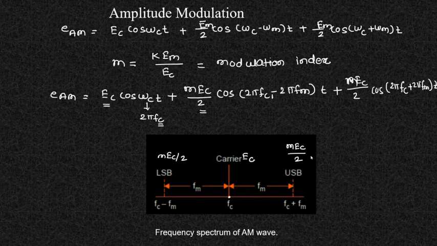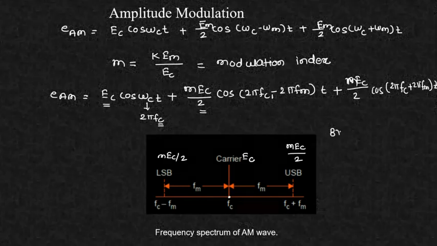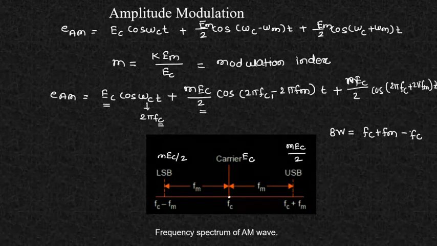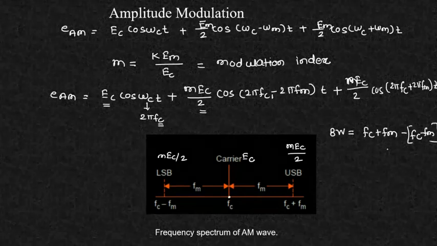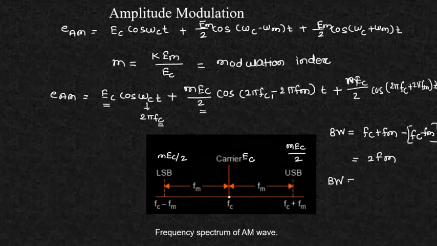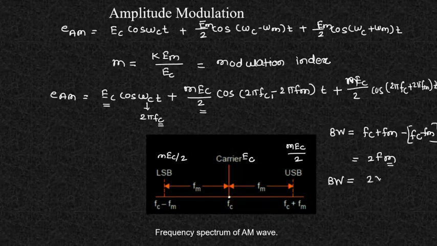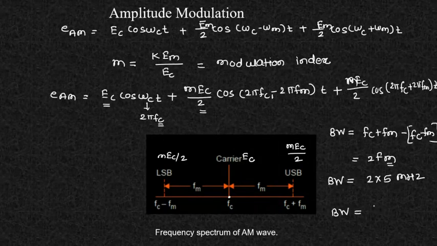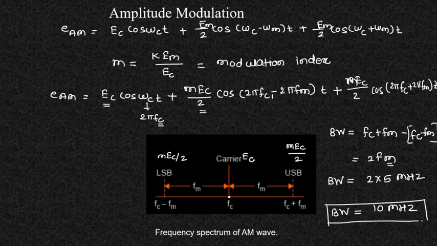So if I want to see what is the bandwidth of this particular amplitude modulated waveform, then I can write my range of frequency in which my signal lies. So fc plus fm minus fc minus fm. So minus minus will become plus. So this will be twice fm. If I'm interested in calculating the bandwidth, I know the video bandwidth is 5 megahertz. So this will be 2 into 5 megahertz. So my bandwidth of the video signal is totally 10 megahertz. This is how I can calculate the bandwidth in an amplitude modulated signal. So I have got 10 megahertz of bandwidth.